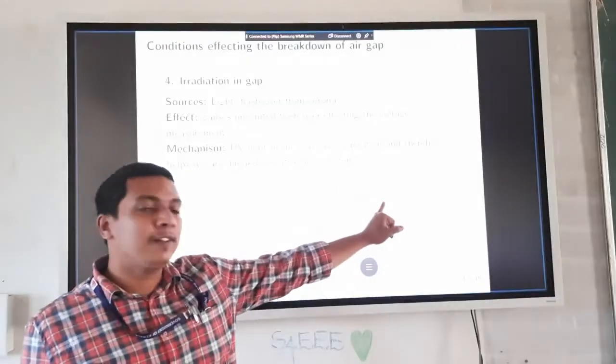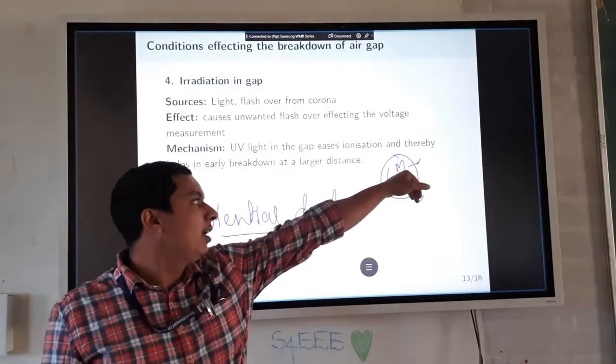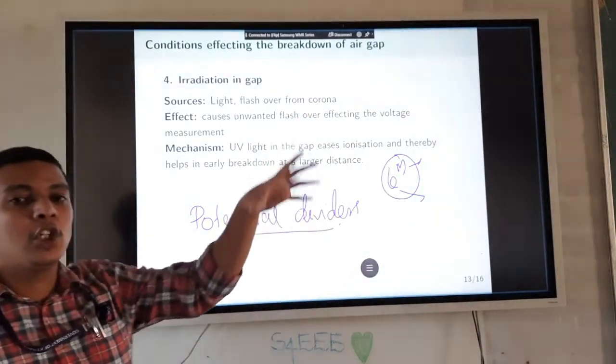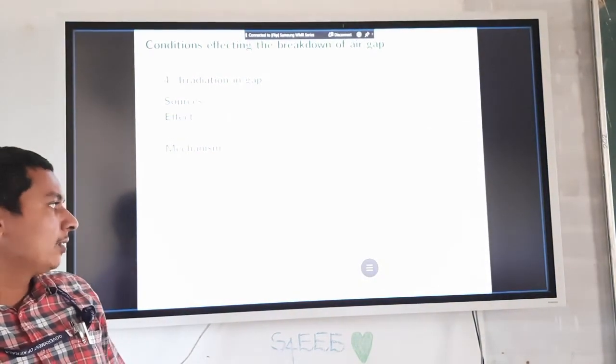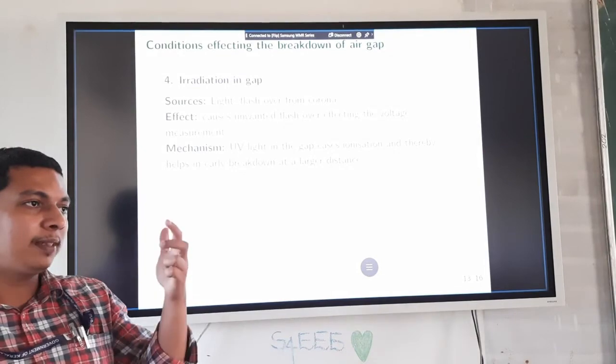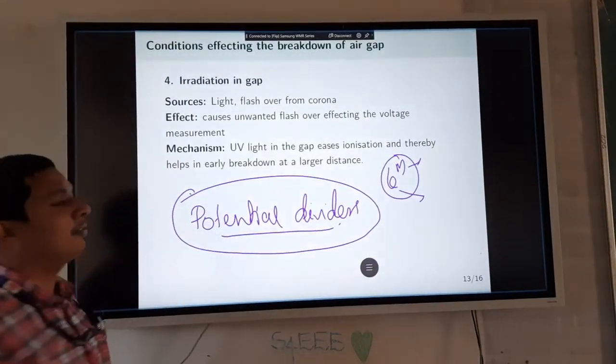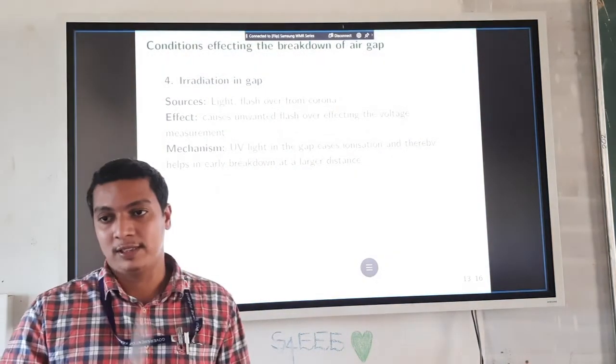In the correction factor we incorporated the effects of pressure and temperature, and with m we incorporate the effect of humidity. This way we first saw one method for measurement of voltage. Next class we will see how we use potential dividers in the measurement of higher voltage. Thank you.